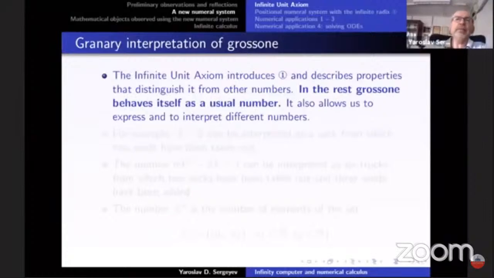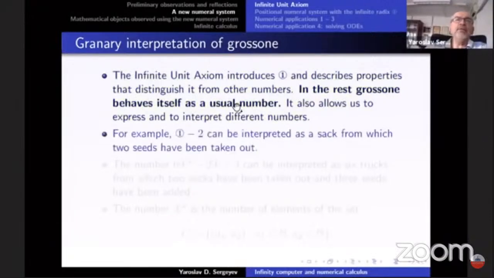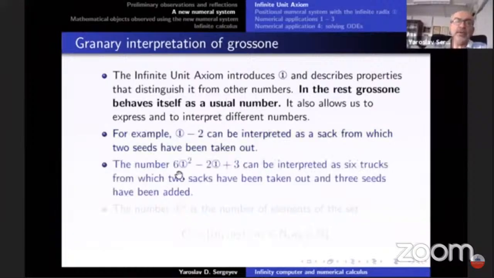And we can write down and interpret many other numerals. For example, what is this? Gross 1 minus 2. From the point of view of the granary, this is the number of seeds in a set from which we have taken out any 2 seeds. From the point of view of the set theory, this is a number of elements in the set of natural numbers, from where we have taken any 2 numbers. What is this? This is 6 tracks minus 2 secs plus 3 seeds.